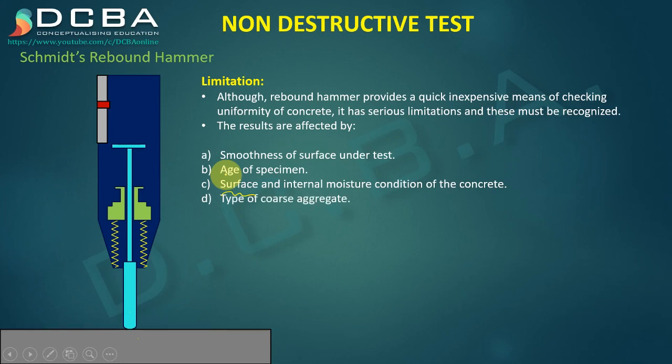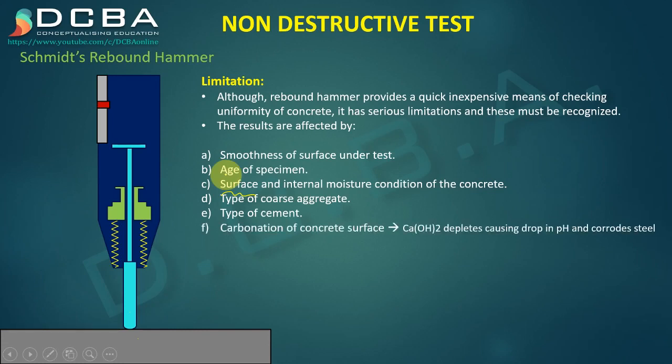Type of coarse aggregate. The type of coarse aggregate that we use corresponds to a lot of compressive strength inside the concrete. The harder the aggregates, the more the compressive strength basically. So generally the rebound number also would be different. Then the type of cement used. We have different types of cements, right? 33, 43, 53 grade, and even in that we have OPC, PPC, pozzolana and everything, rapid hardening cement and all. Each of them will give a different rebound number.